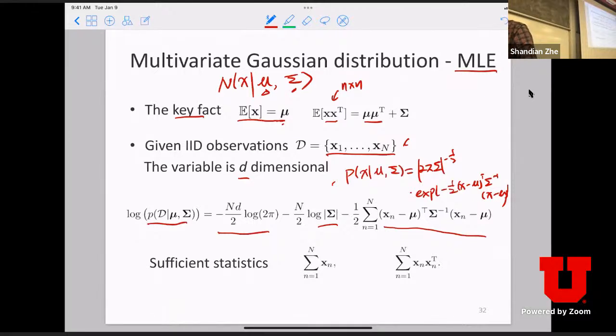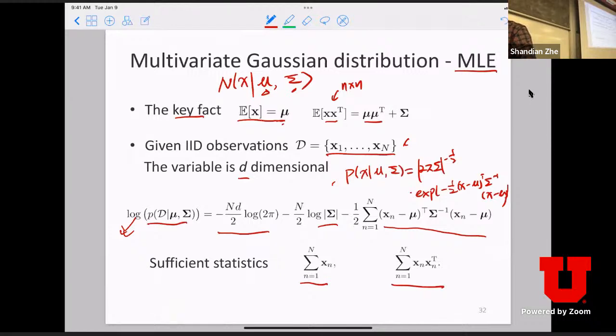So you see that actually, if you want to get the mu and sigma from the data by using this MLE, you actually don't need to memorize all the data points. All you need to do is to calculate these two terms. And this is called sufficient statistics.